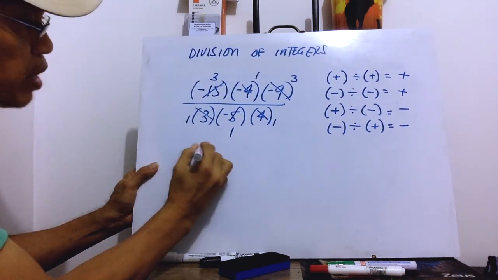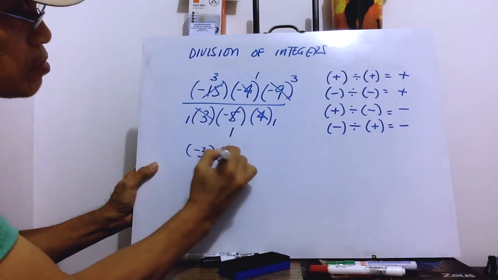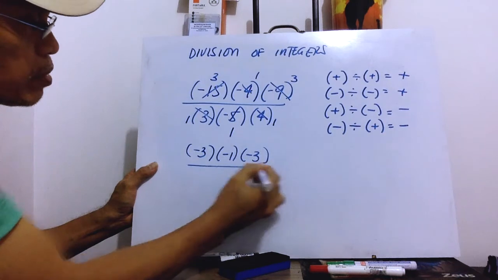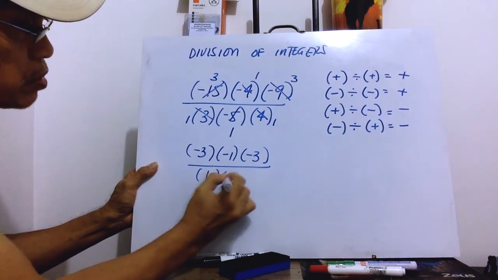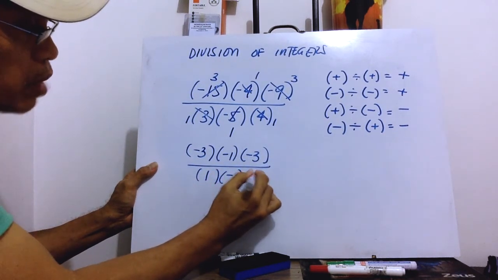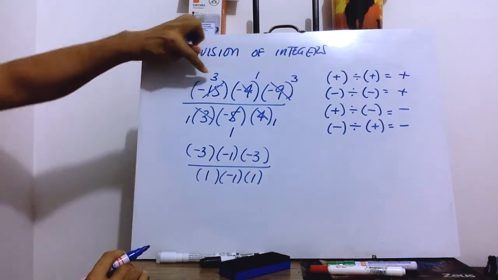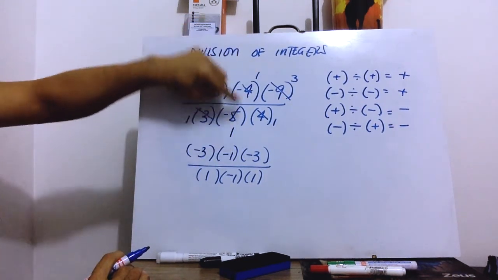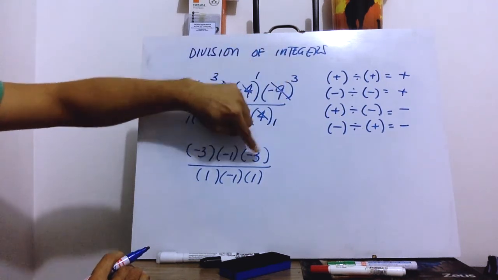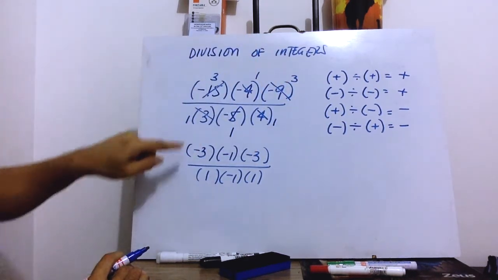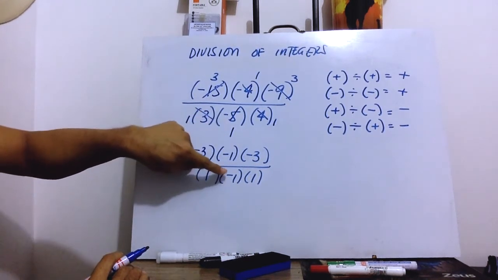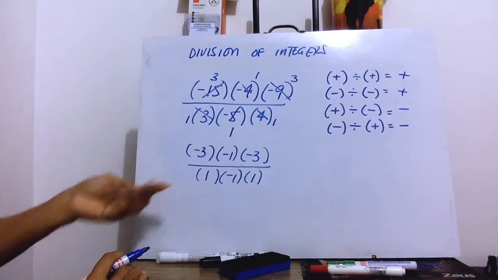So it becomes negative 3, negative 1, negative 3, 1, negative 1, and 1. Okay? 3 is there, negative. 1 is there, negative. 3 is there, negative. My 1 is there, my 1 is there, it's negative. And then my 1 is also there. See how simple it is?